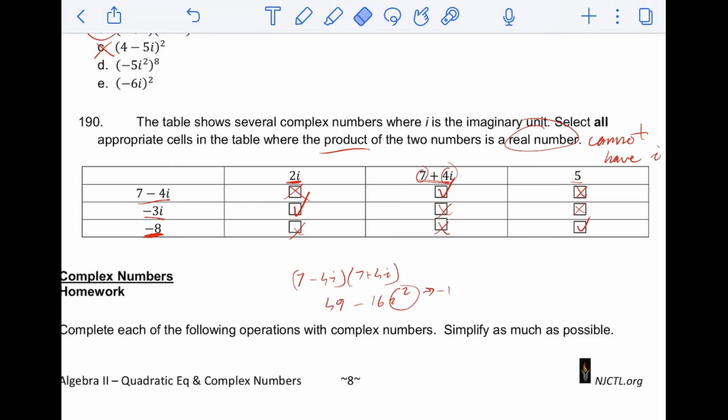So we only have 3 cells that can be a solution. So we have this one, and this one at the bottom.